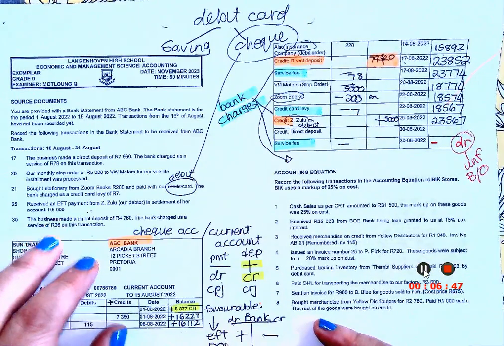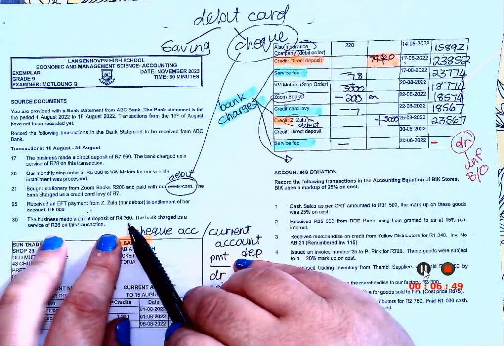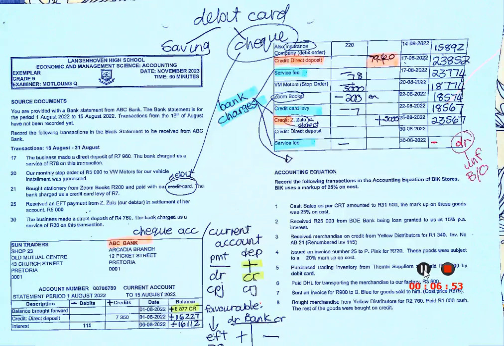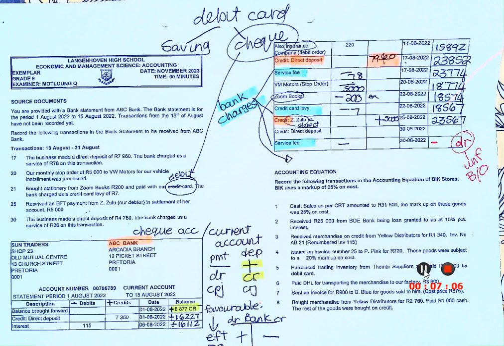Next, the business made a direct deposit. Can you see again? The word direct just means that it goes straight into the bank. So direct deposit means at the end of the day, I take all the cash I received for sales and services rendered, I go to the bank, and I deposit it into the bank account. But it's almost now direct. I do it.